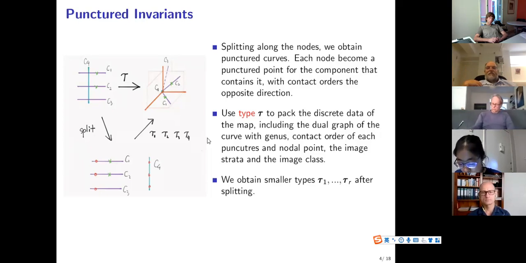We use a type tau to pack the discrete data of the map, including the dual graph of the curve, which stratum we send each component of the curve to, where we send the marked points and the nodal points, and the curve class. After splitting, the discrete data also splits into four separate pieces of discrete data.